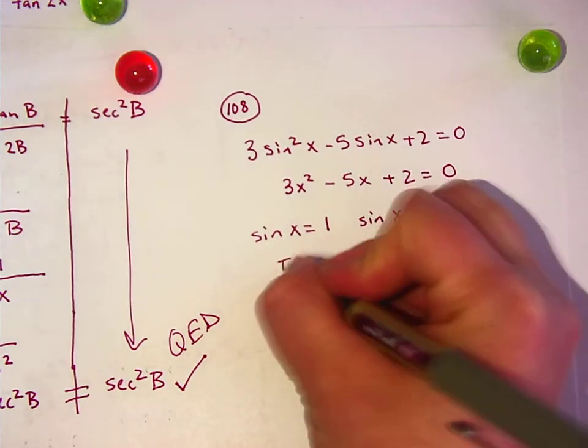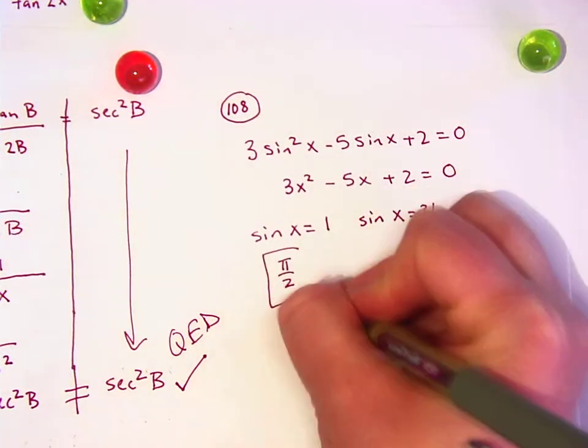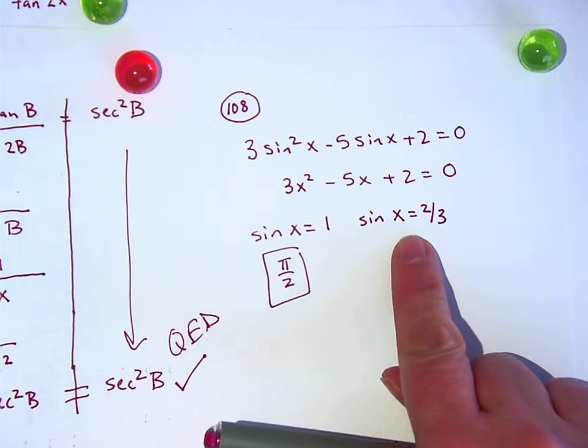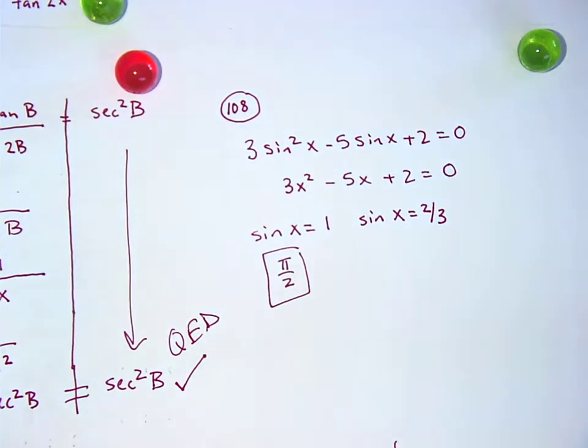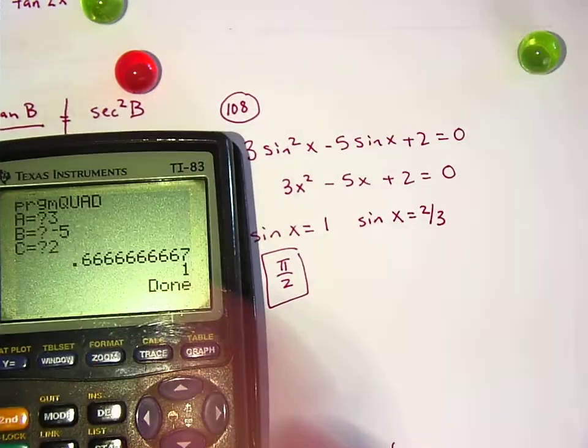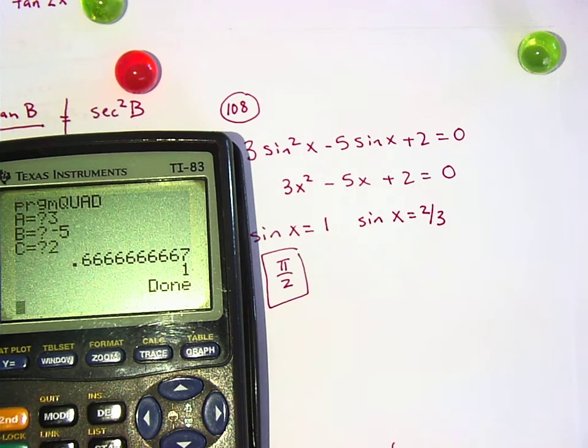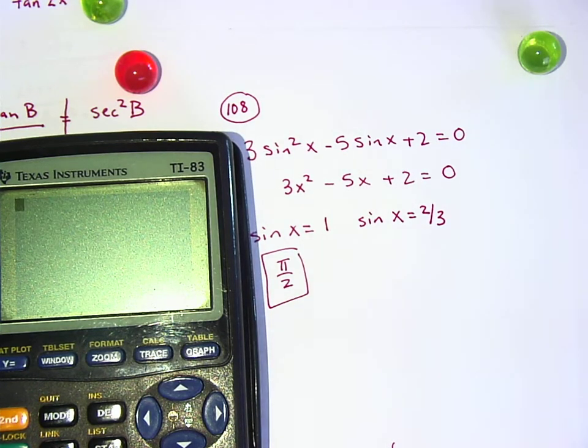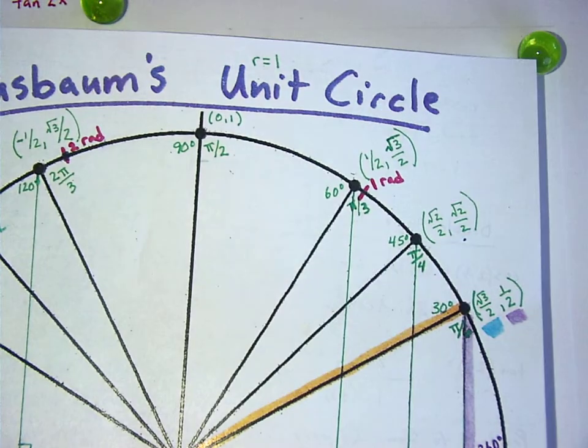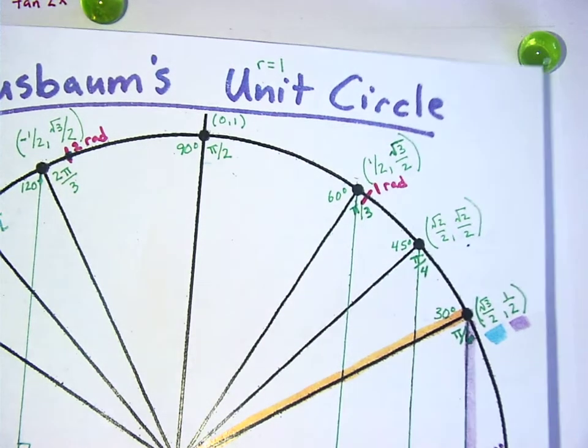So this one's pi over 2. And this one, 2/3, I know I am going to have to use my inverse sine to get that, because I know 2/3 isn't on my unit circle, and even if it was, it would just tell me the answer. So here's one question. Where is sine positive?